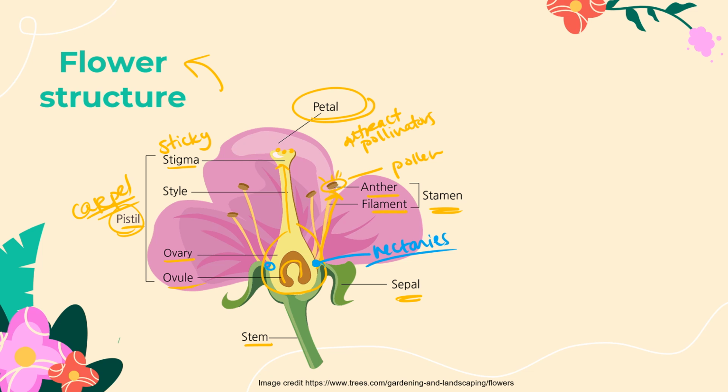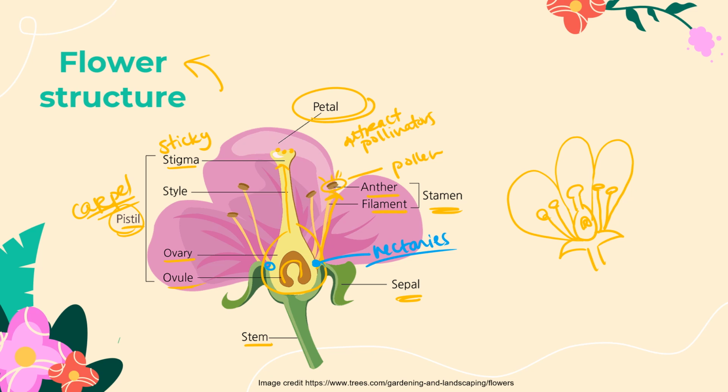You might be asked to draw and label or annotate a flower. Make sure that you can draw a stem and have some sepals and have a stigma with a style and an ovary and some ovules. Make sure that you've got some stamens that have filaments and anthers. You can draw a couple of those. And then of course, make sure that you've got some flower petals. That is a lovely diagram of a flower.